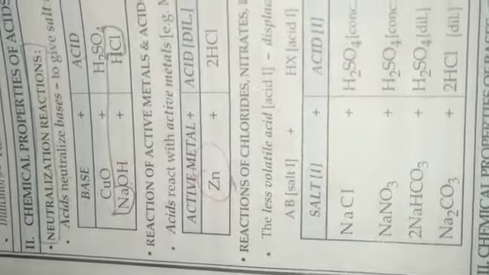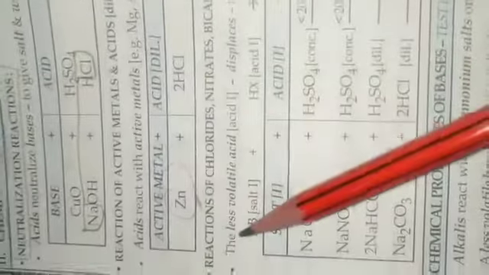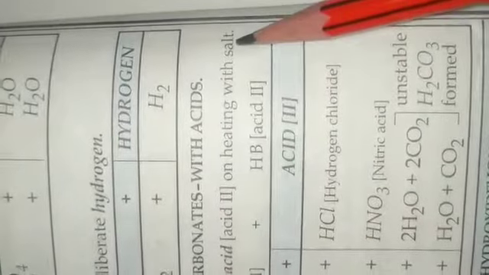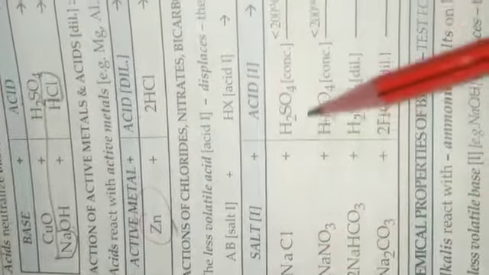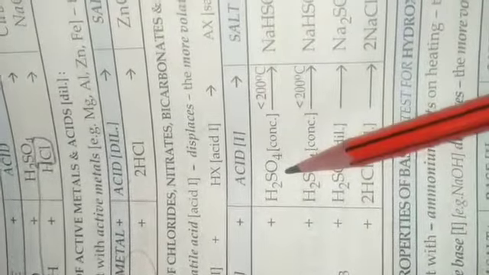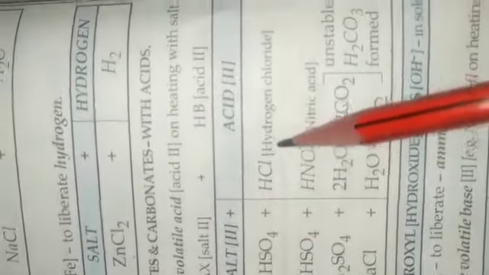Now the reaction of chlorides, nitrates, bicarbonates and carbonates with acids. Here the less volatile acid will always displace the more volatile acid on heating with salt. So one example is given of NaCl. When NaCl reacts with sulfuric acid, H2SO4, it will give NaHSO4 and hydrogen chloride.